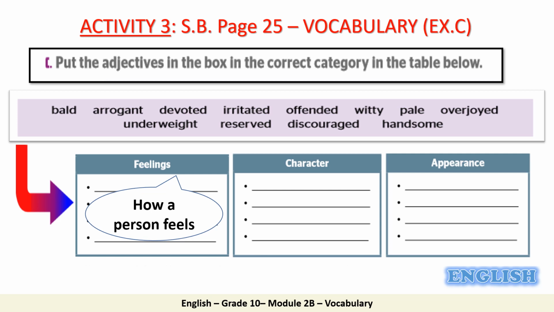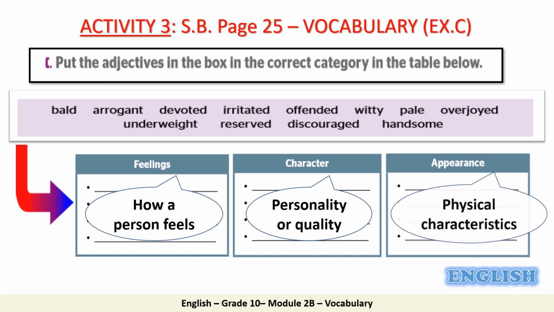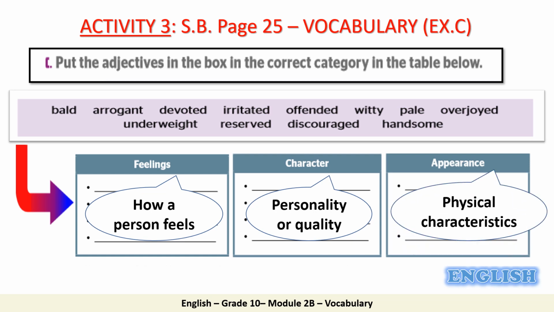Before you move on, I want to remind you that the feelings describe how a person feels about someone or something. The character or character traits describe the personality or the quality of someone, whereas the appearance describes physical characteristics or looks. Now, I would like you to pause the video in order to solve the exercise, and then we are going to check the answers together.